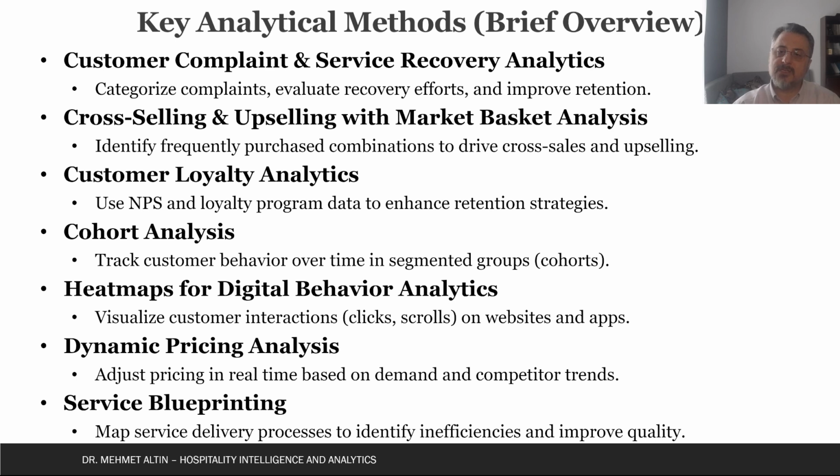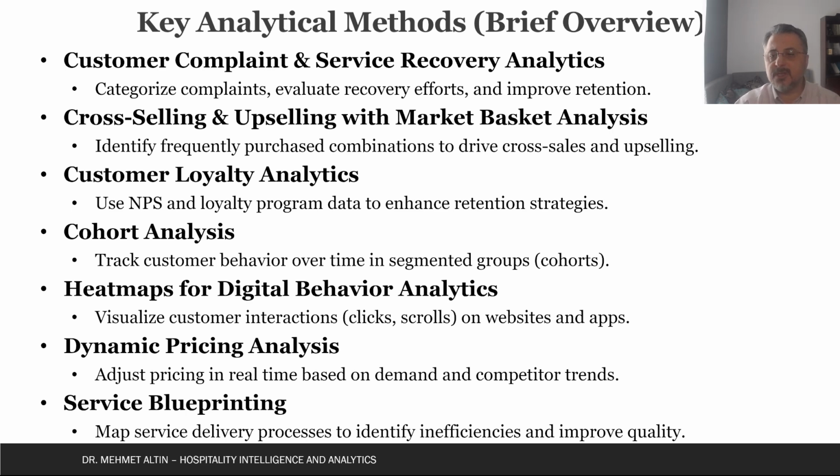For example, a hotel might discover that guests who book spa appointments are also likely to order room service, which informs targeted promotions. Customer loyalty analytics uses tools like Net Promoter Score and loyalty program data to improve retention by tailoring rewards and addressing concerns from detractors. With cohort analysis, businesses group customers based on shared characteristics or time frames, tracking behavior over time to evaluate strategies for long-term impacts.